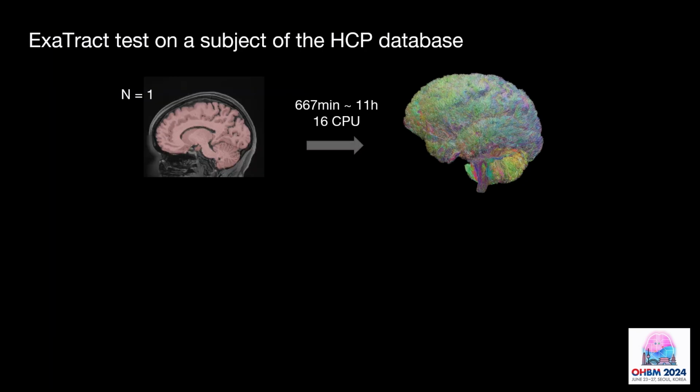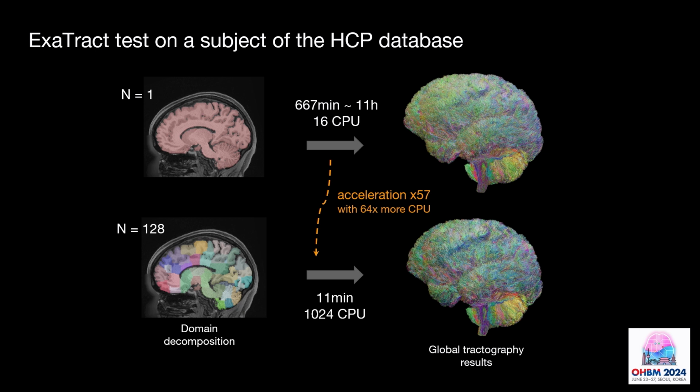We have first tested the algorithm on a subject of the HCP database. So using one process with 16 CPU cores, it generates the tractogram in 11 hours, comparable with the algorithms that we find in the literature in global tractography. If we now split the brain into 128 parts, it took only 11 minutes when using 1,000 CPU cores to do the same computation. So we get an acceleration factor of 57 while using 64 times more CPU cores.